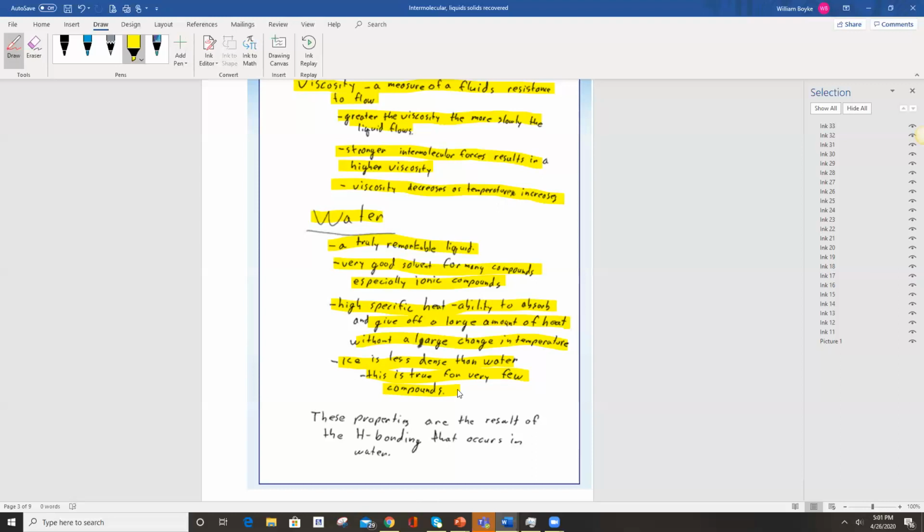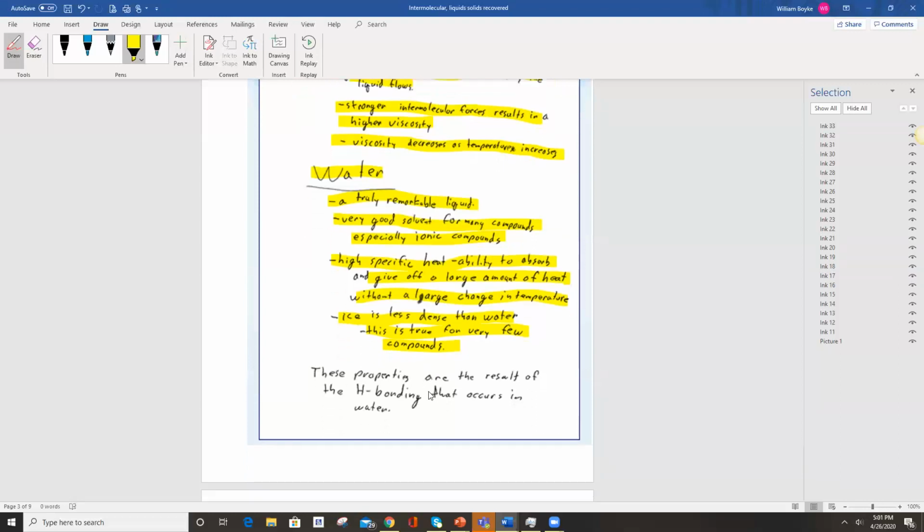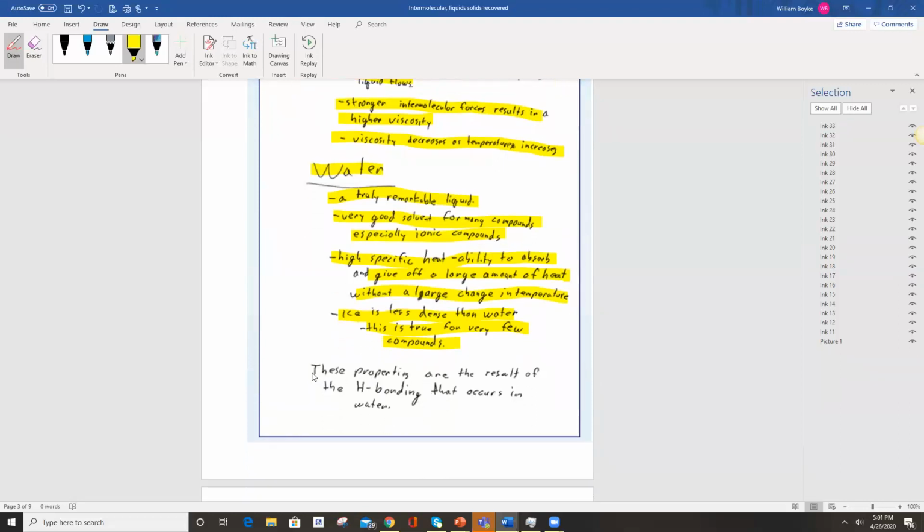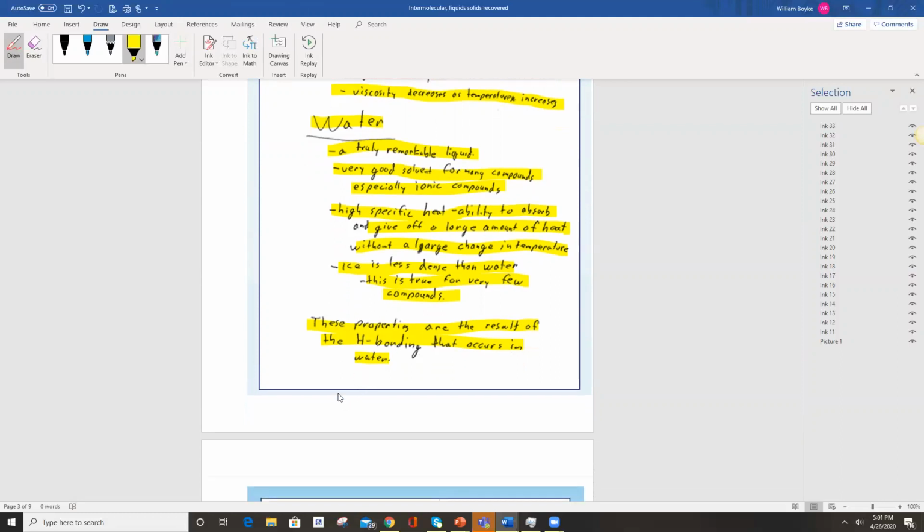So although it doesn't seem like a big deal when we just think about ice sitting in our glass of water or lemonade, it's a very key thing for how life can exist. All these properties that we talk about for water are the result of the hydrogen bonding in water. It's a very specific three-dimensional network that gives water a lot of these very interesting and unique properties.